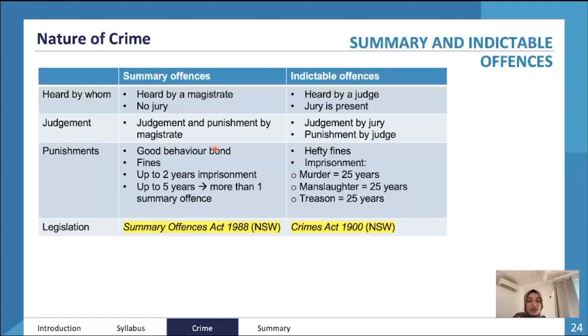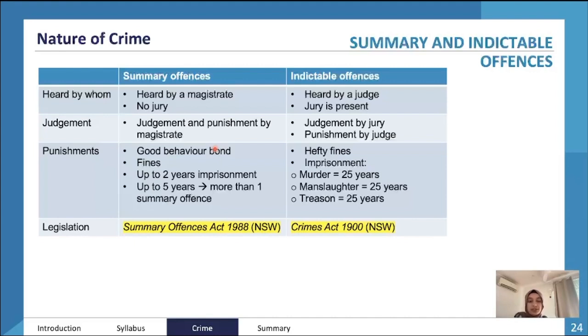So the judgment and punishment will be passed on by the magistrate, because again, there's no jury. And if you are aware of how the decision-making system works, then you would know that for indictable offences, the judgment is made by the jury and the punishment is made by the judge. So the verdict of guilty, not guilty will be determined by the jury. If the jury decide that there is a guilty verdict, the judge will decide the sentencing or the punishment, what that person will face.